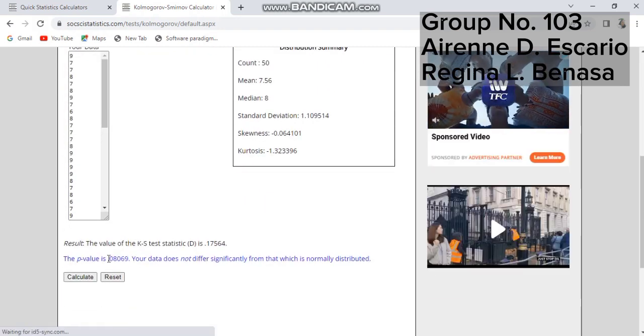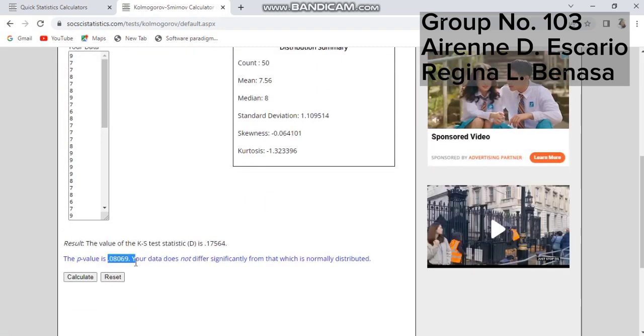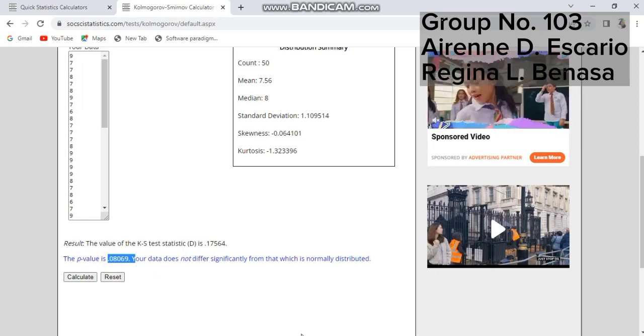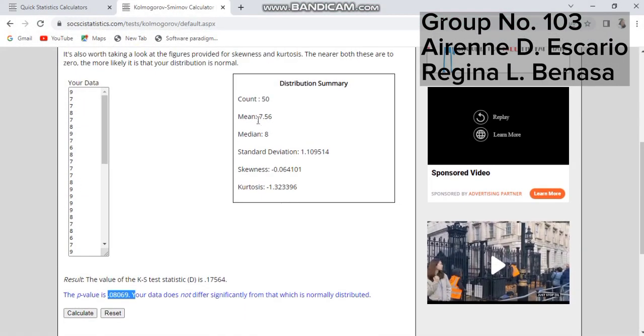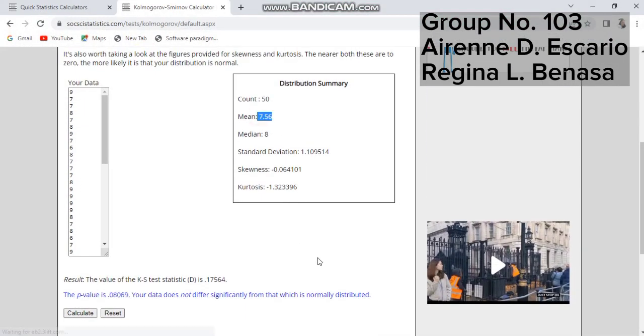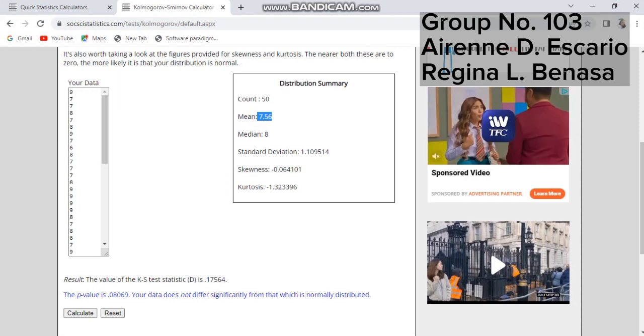The result of the p-value for group 1 is 0.08069. It is greater than our significance level of 0.05, which means that our data is normally distributed. The mean for this dataset is already indicated here. So we have the mean of 7.56 for group 1.